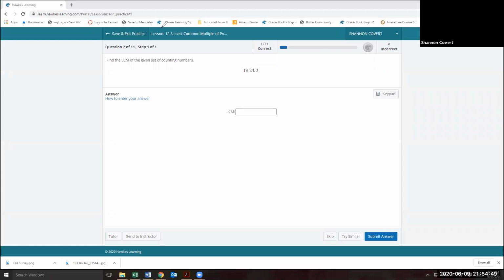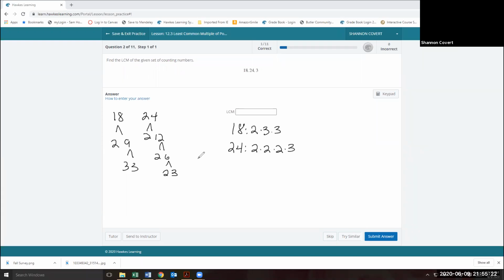We begin by factoring each of those numbers with our factor trees. 18, 2 times 9, 3 times 3. 18's prime factorization is 2 times 3 times 3. 24, we have 2 times 12, 2 times 6, 2 times 3. 24's prime factorization is 2 times 2 times 2 times 3. 3 is already a prime number.